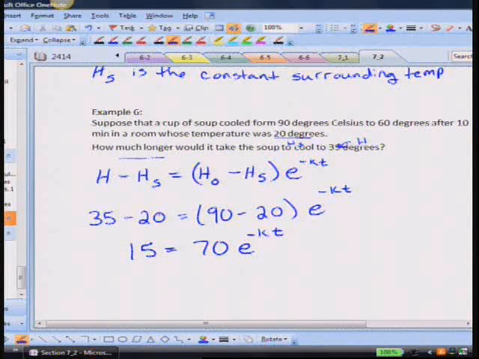But the problem with that is that we don't know what K is, right? So let's see if we have some information to figure out what K is. They told us that it cooled from 90 degrees to 60 degrees after 10 minutes in a room with a temperature of 20 degrees.